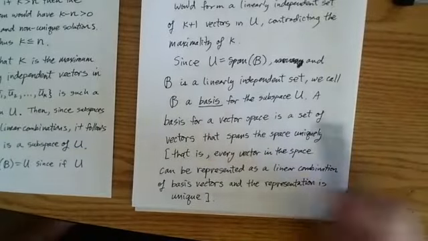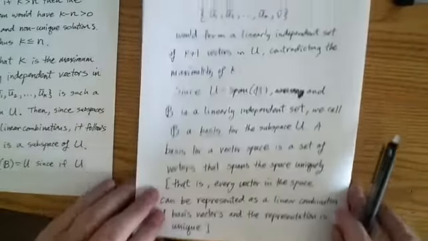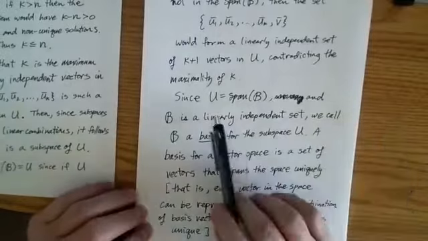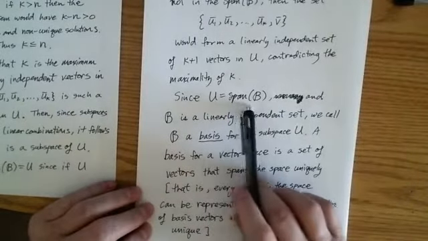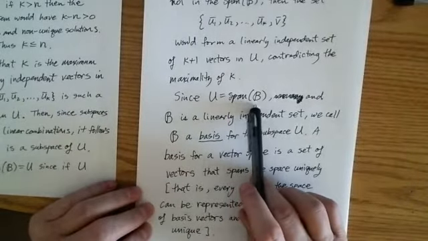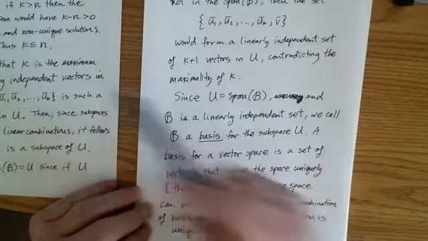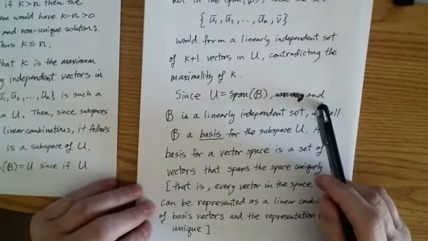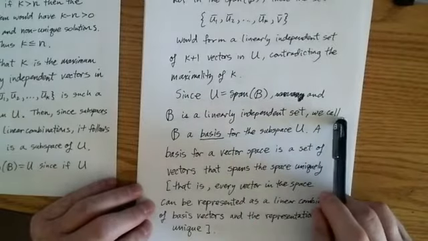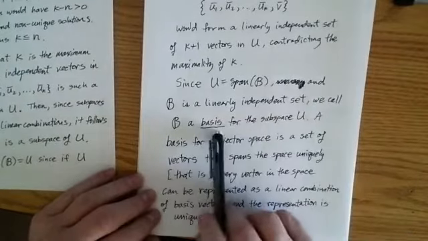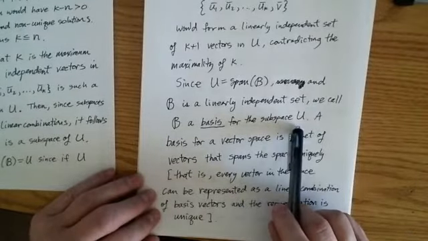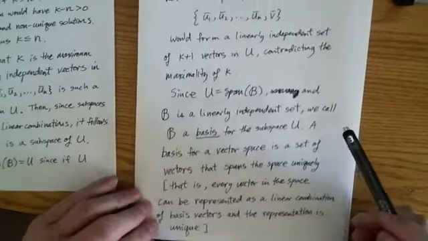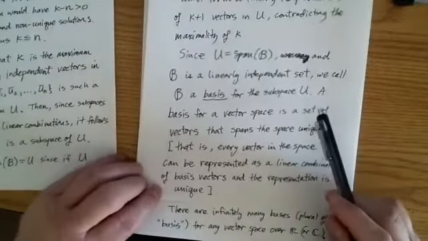All right. Just a definition here. Since U is the span of B, and B is defined as it was previously, and B is a linearly independent set, we call B a basis for the subspace U. All right. Let's talk a little bit more about what a basis would mean then.